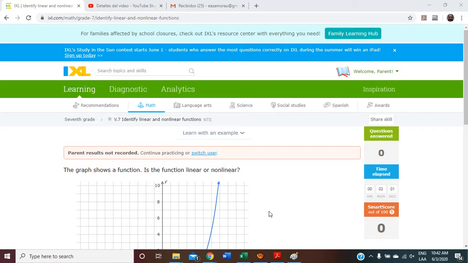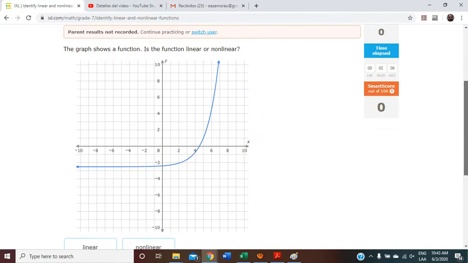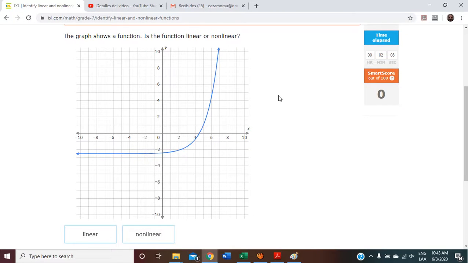Okay, this is a pretty easy exercise, but it is also important to understand it. Sometimes we have graphs, sometimes we have equations, and we need to identify when that graph or equation implies a linear or nonlinear function.